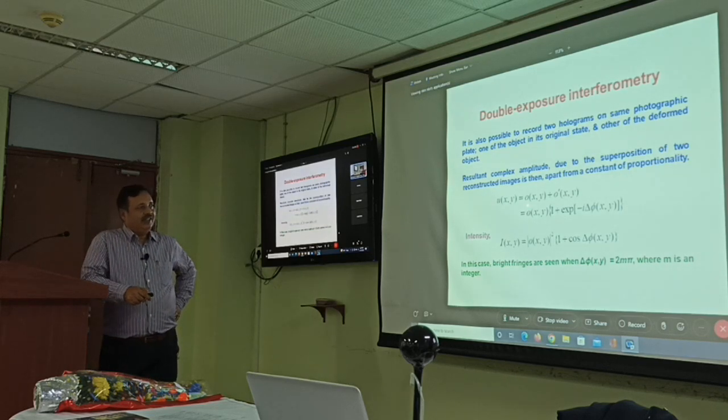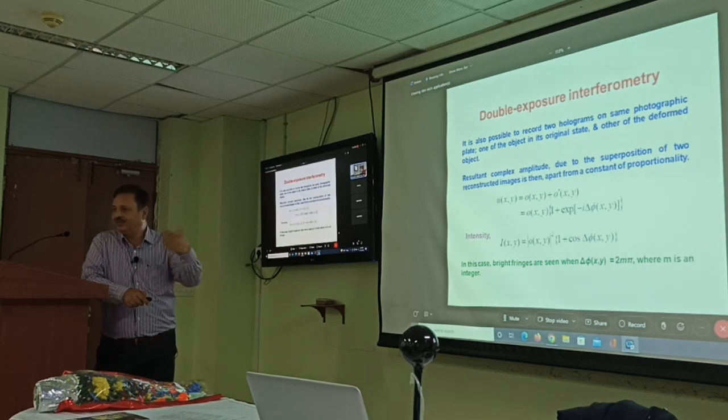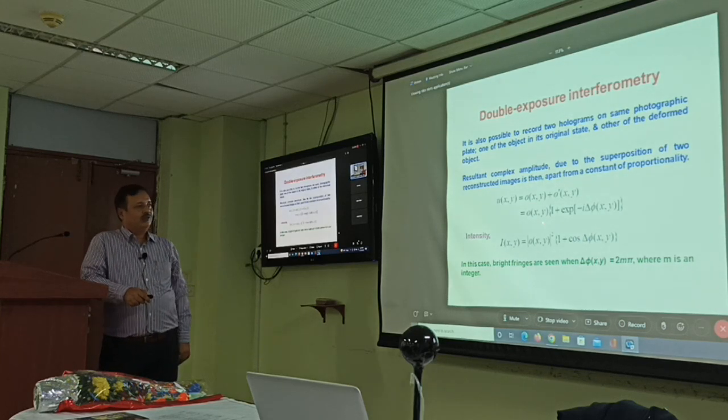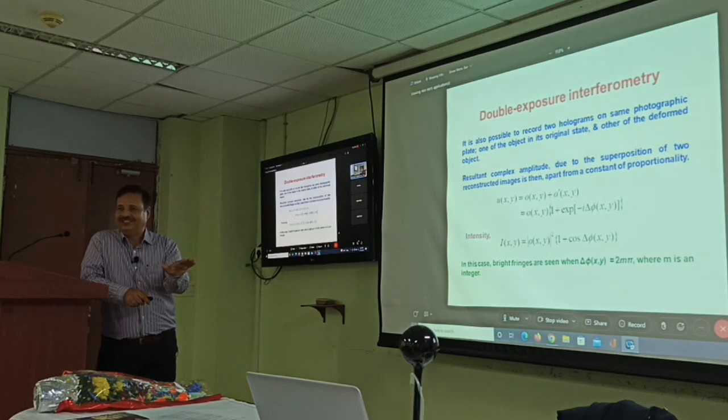So what is happening here? You have this object O(x,y) and the deformed object O'(x,y), and you are recording this interference pattern. O'(x,y) you can write like this because it has some deformation in terms of the phase. So what would be the intensity? The intensity will be this. But sir, you have to mention the delta phi, some angle which rotates during the deformation, if you are tilting the object. Yes, if you are tilting the object, then you have to consider that.